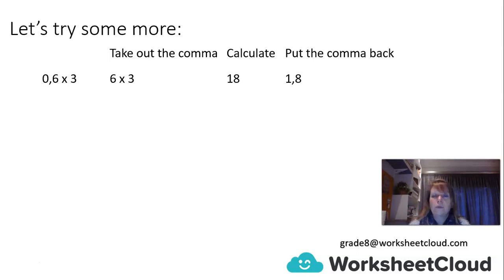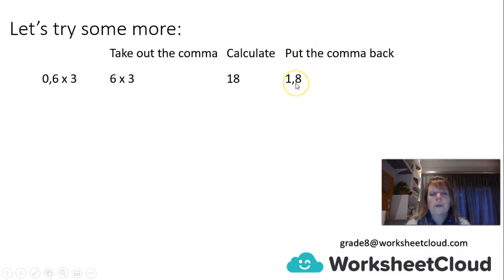If you convert the two values in your number sentence to fractions, it will be 6 over 10 times 3 over 1. So 6 over 10 times 3 over 1 is going to give me 18 over 10. The last number in my numerator must go in the tenths column, and there I have it.